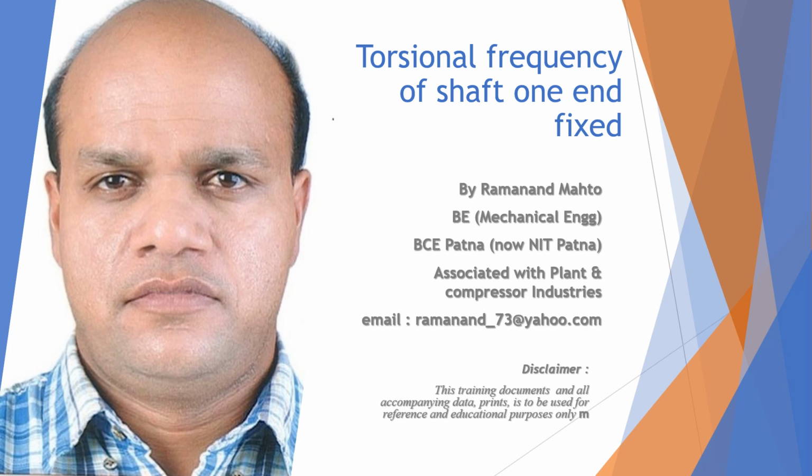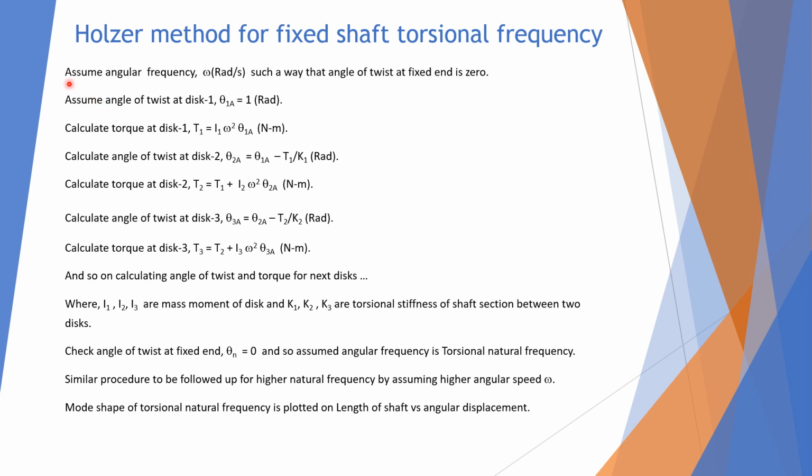Torsional frequency of the shaft where one end of the shaft is fixed and we have multiple disks attached to this. So we need to use the Holzer method. Now, a few steps for the Holzer method. First of all, we have to assume an angular frequency omega such that the final angle of twist at the fixed end is 0. Then the assumed frequency omega is the natural frequency.